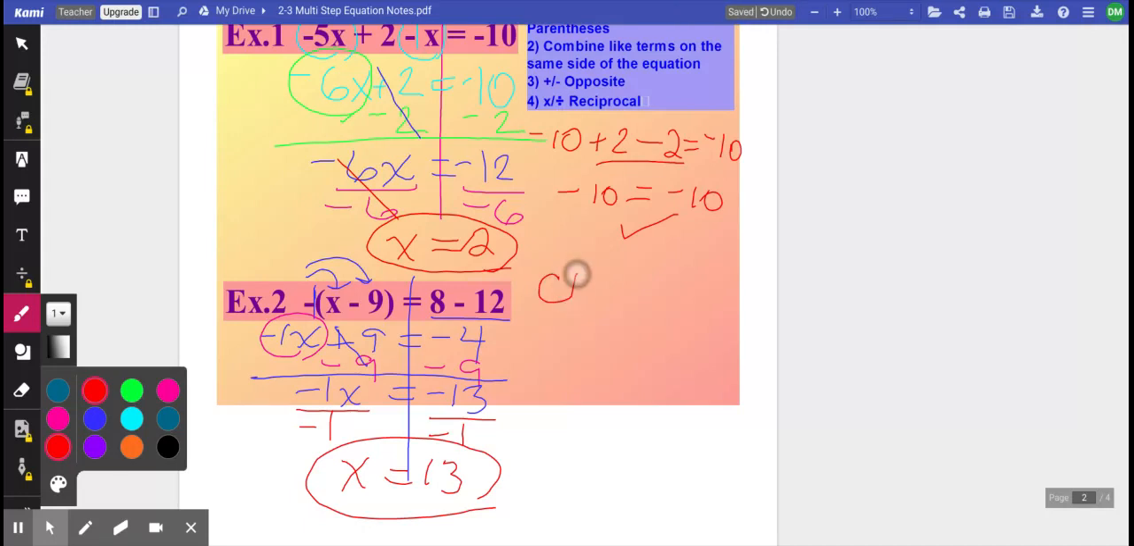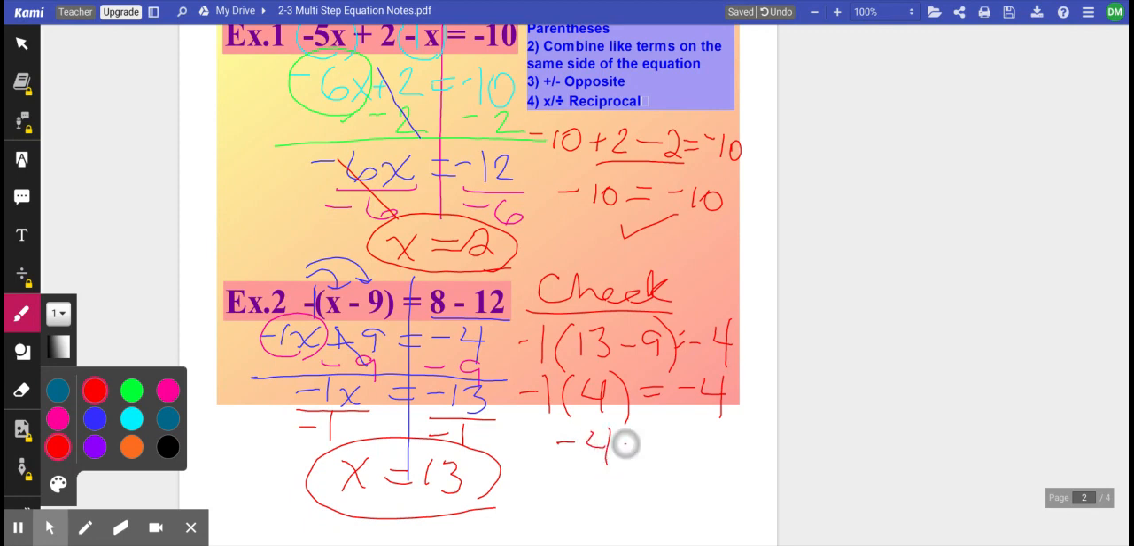Check. I'm going to plug that in. So -1, x is 13 minus 9. We already know that 8 minus 12 was -4. Forgot my equal sign there. -1, I now can actually do my parentheses and not use the distributive property because 13 minus 9 would be 4. And -1 times 4 makes -4, so it checks out.